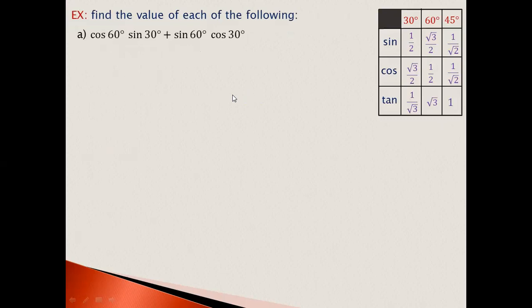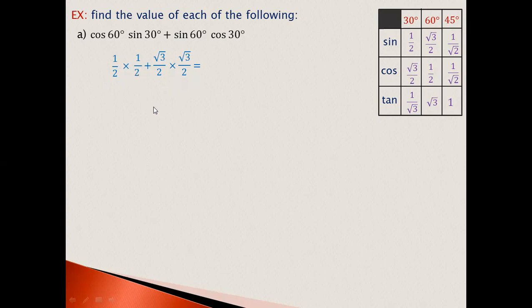Find the value of each of the following. Letter A, cosine 60 sine 30 plus sine 60 cosine 30. We know that cosine 60 equals half, and sine 30 also equals half, plus sine 60, sine of the angle 60 equals root 3 over 2, and cosine 30, cosine of the angle 30, root 3 over 2.